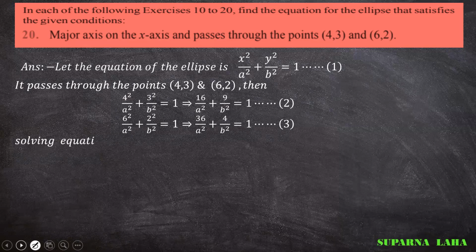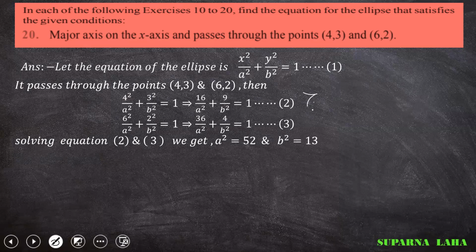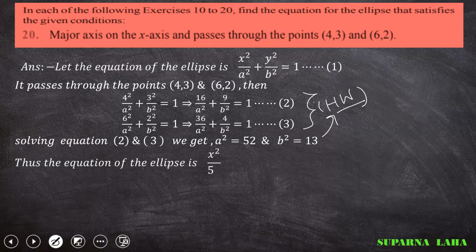Now solve these equations 2 and 3 and find the value of a square and b square. Again, the solving part is your homework. Ultimately you will get a square is 52 and b square is 13. So it is your work to find the value of a square and b square. And thus the equation of the ellipse is x square by 52 plus y square by 13 is equals to 1.